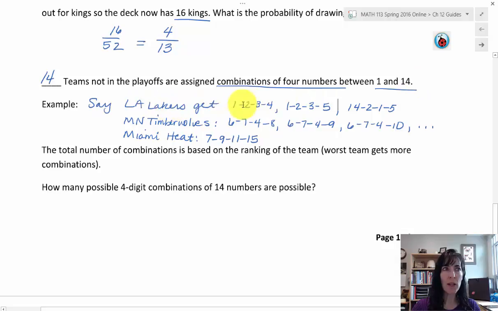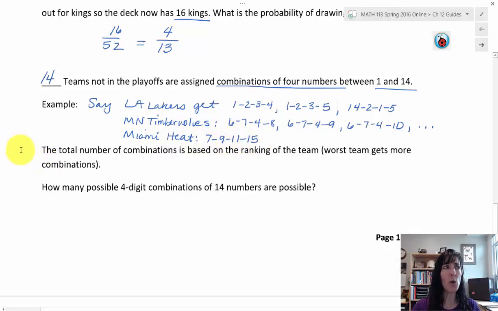For example, the LA Lakers might get 1, 2, 3, 4 as one of their combos, 1, 2, 3, 5 as another one, 14, 2, 1, 5 as another one. The Minnesota Timberwolves might get 6, 7, 4, 8. That's one combo. 6, 7, 4, 9. That's another. 6, 7, 4, 10. That's another. And then they have several more, and I'll tell you why in a minute. And then Miami Heat got one combination of 4 numbers, 7, 9, 11, 15.